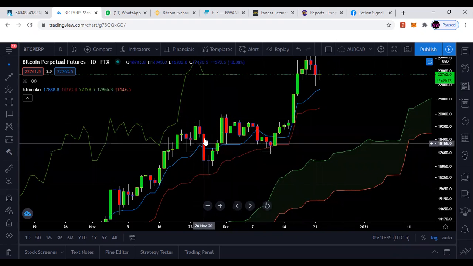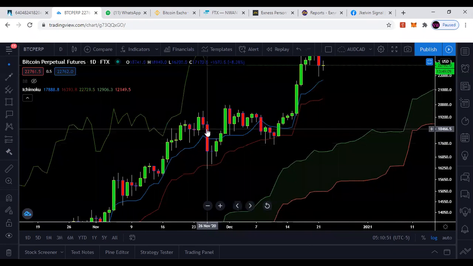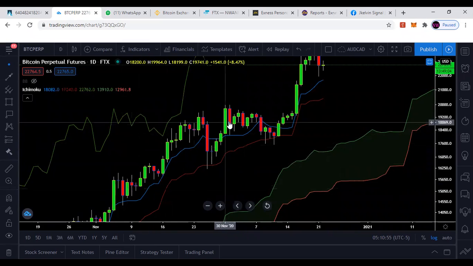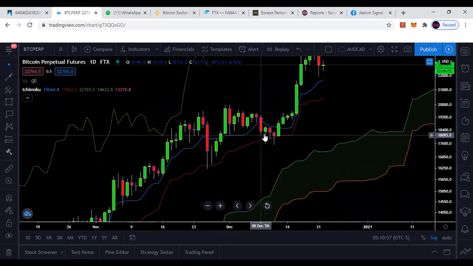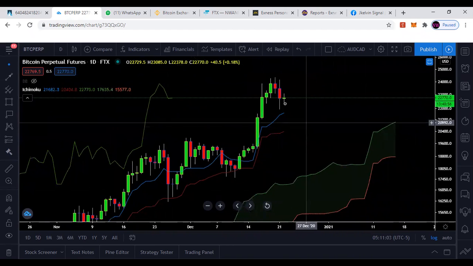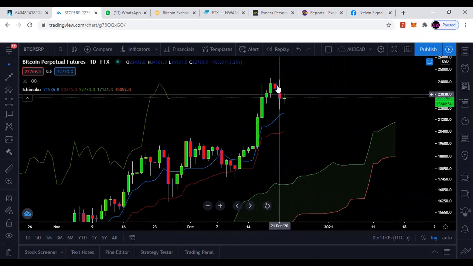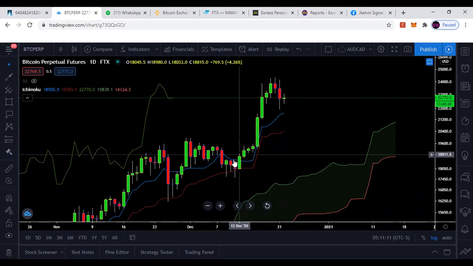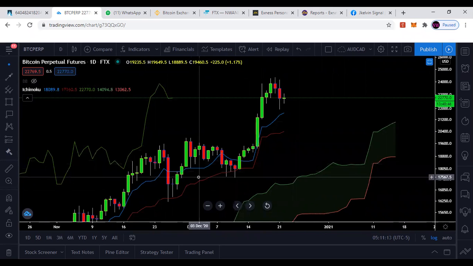If you can see it here, most people will call this a bearish engulfing candlestick, even before this formed. This is not a bearish engulfing candlestick, but this is a bearish engulfing candlestick because it is bigger than this. So what we're seeing here is a bearish engulfing candlestick. But why is it that this is not playing out? This is not really pushing to the downside as we all expected.